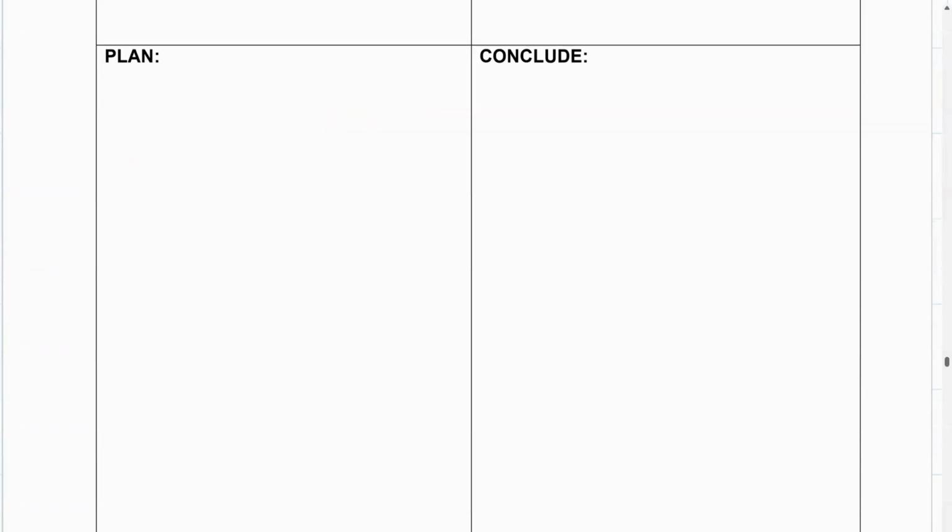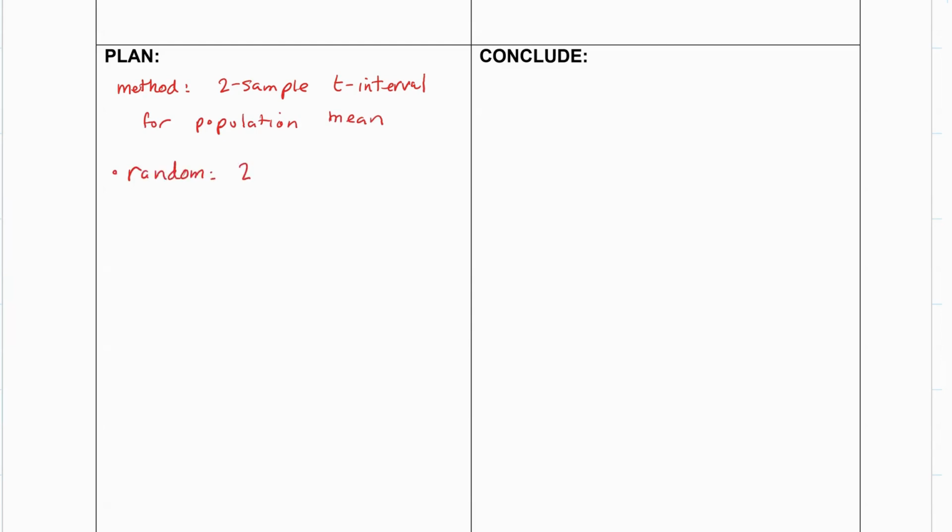Step two, plan. So let's talk about what our method name is. This is a two sample T interval because we're using T as our critical value for population mean. For our random step, we need to make sure that we say there are two random samples.